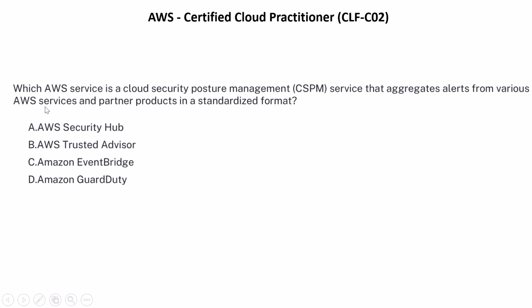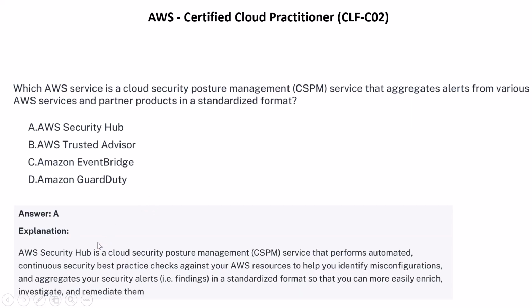Next question. Which AWS service is a cloud security posture management, that is CSPM service, that aggregates alerts from various AWS services and partner products in a standardized format? Options are option A, AWS Security Hub. Option B, AWS Trusted Advisor. Option C, Amazon EventBridge. Option D, Amazon GuardDuty. The correct answer is option A.